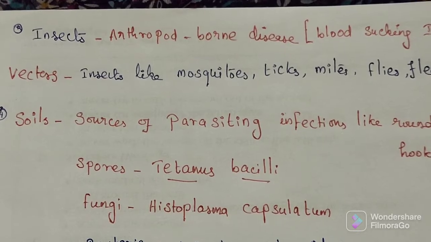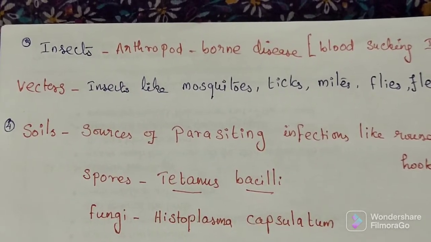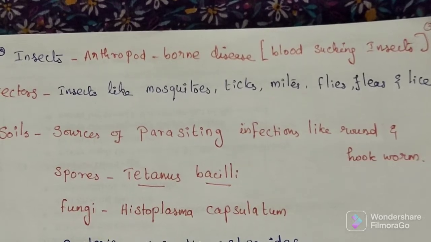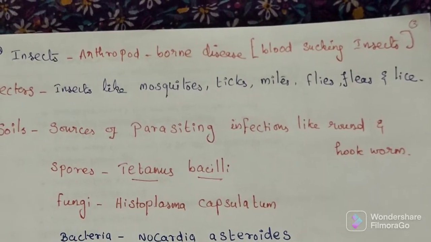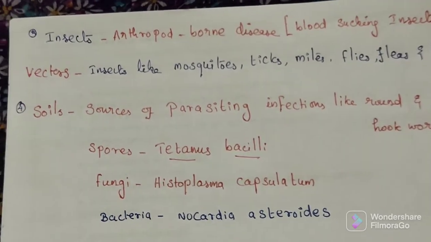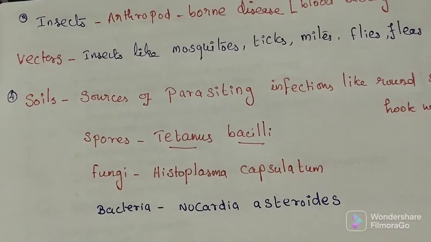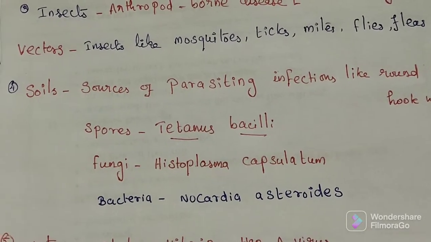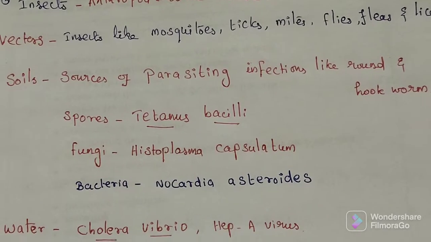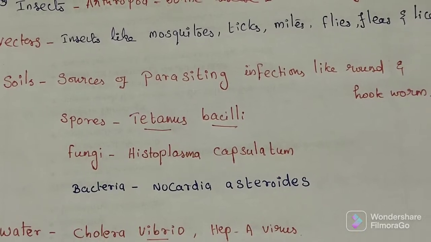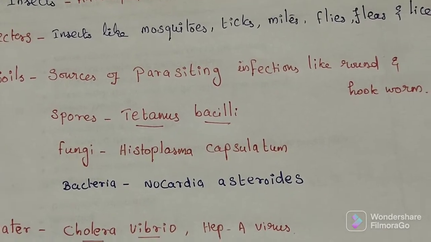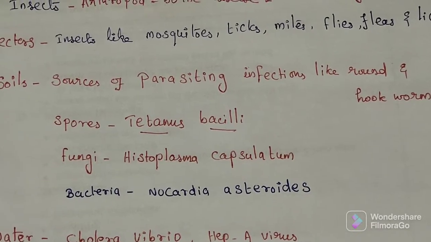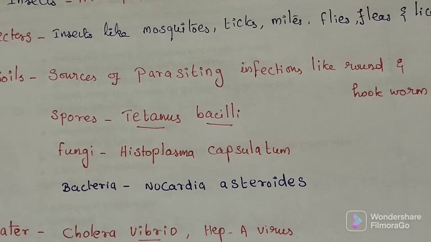Third source, insect. Insect-borne disease, also called arthropod-borne disease, is disease caused by blood-sucking insects like mosquitoes, ticks, mites, flies, etc. Next one is soil. Soil also serves as a source of parasitic infection like roundworm and hookworm. Spores of tetanus bacilli are viable in soil for a long time. The fungus Histoplasma capsulatum and the bacteria Nocardia asteroides also survive in soil and cause human infection.